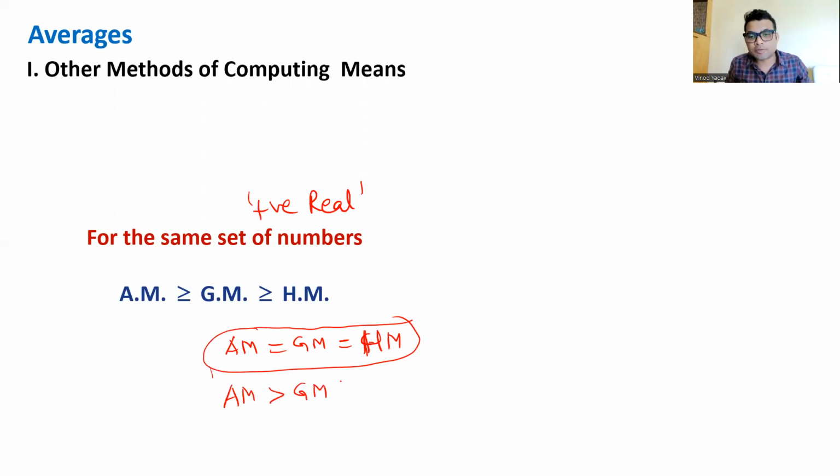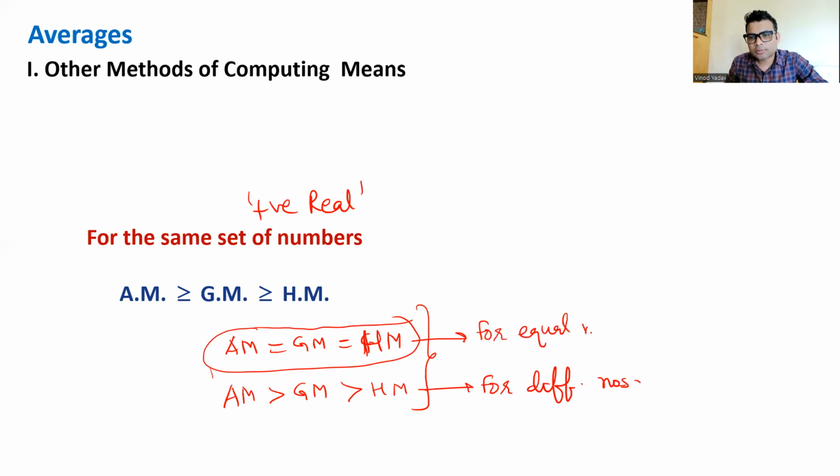AM will be higher than GM, which will be higher than HM. Remember this. We will be using this in the algebra topic maxima and minima. The videos are already there. You can go and check there right now after this video, so it is fresh. You can connect AM more than GM more than HM for distinct numbers, for different numbers, and equality holds true for equal numbers, for the same set of numbers. All right, understood?